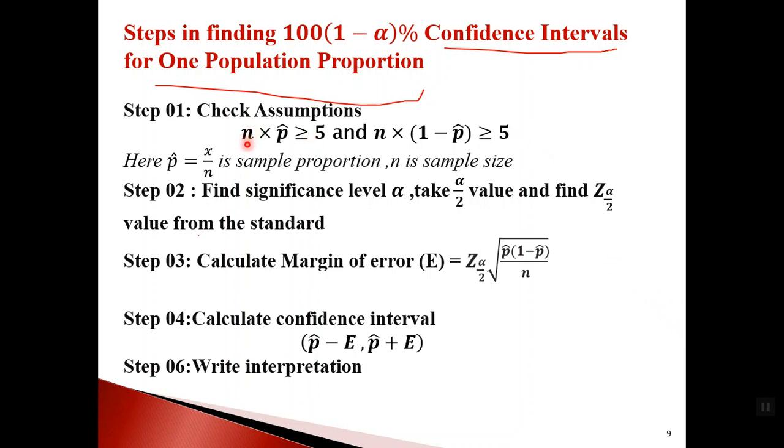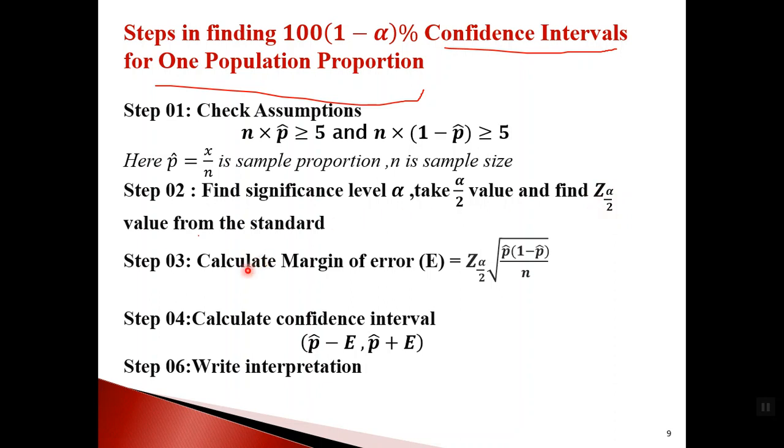Okay, so you have to check your sample size n times your p hat sample proportion greater than or equal to 5, and n times 1 minus p hat greater than or equal to 5. You can calculate p hat by using successes in your sample divided by sample size, which simply means sample proportion. Second step, find the significance level alpha, then take alpha over 2 and find the c alpha over 2.